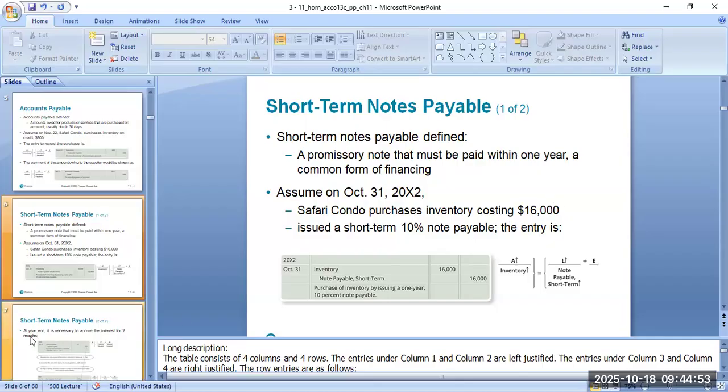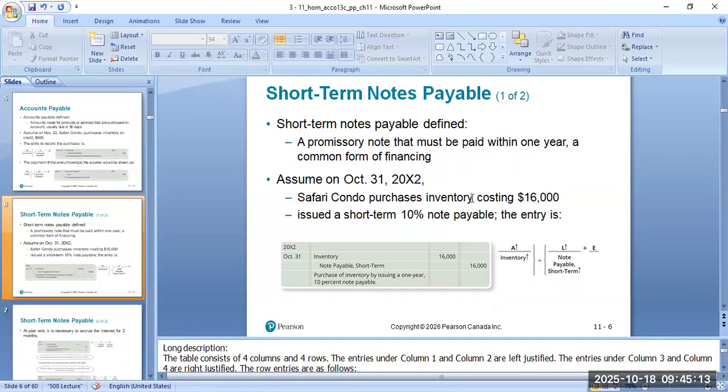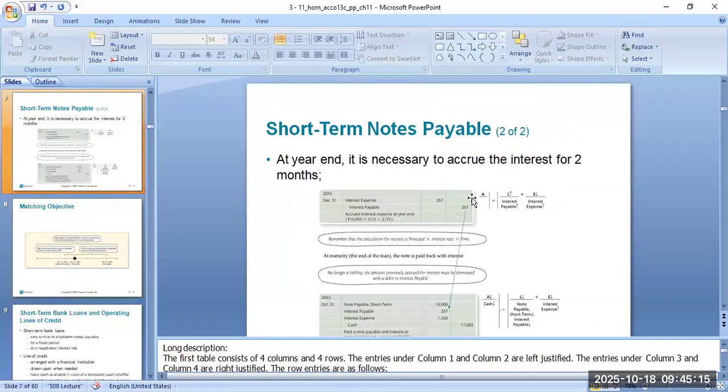So again, on the day that we get the inventory and pay with the short-term note payable or the promissory note, we're going to debit inventory, credit short-term note payable. And we have our liability and we have our assets, both increasing in the same amount. We are in perfect balance.